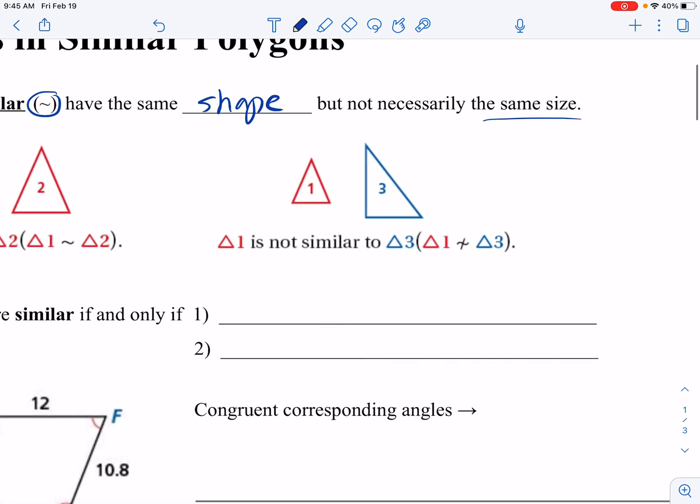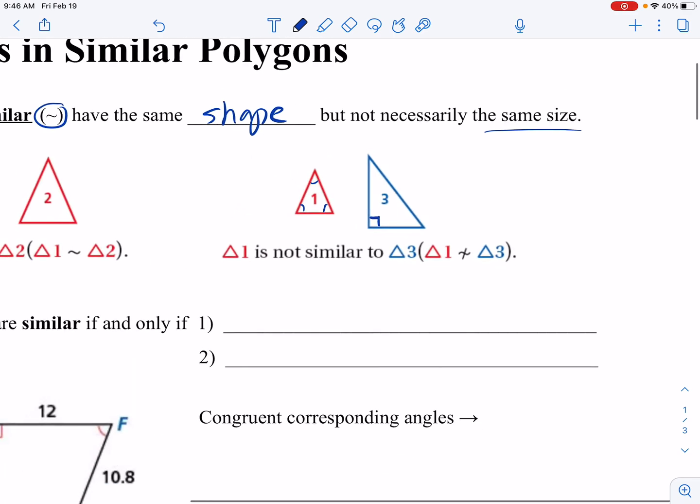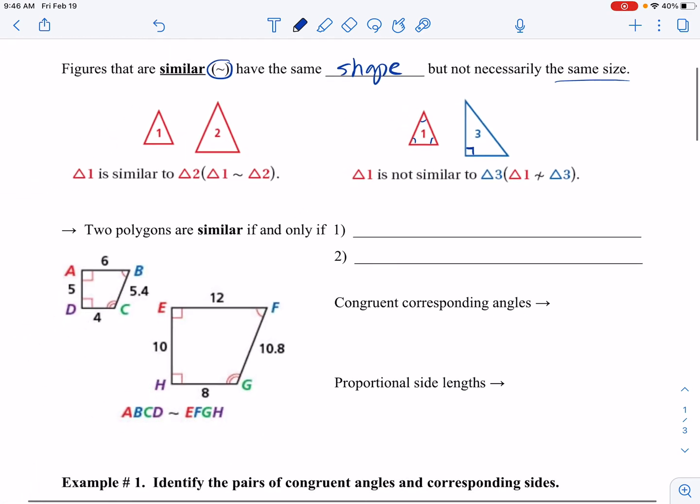But you come over here and look at these two triangles. Triangle 1 is not similar to triangle 3. They're definitely a different shape. They're a different size, which is fine, but they're a different shape, right? You can see in triangle 1, all three angles are acute, and then triangle 3, you have an angle that's almost 90 degrees. So definitely not the same shape.